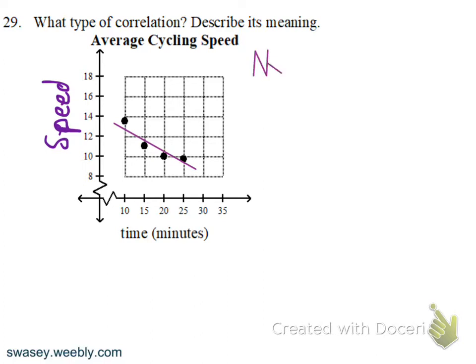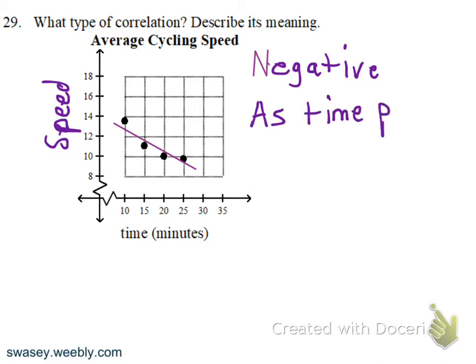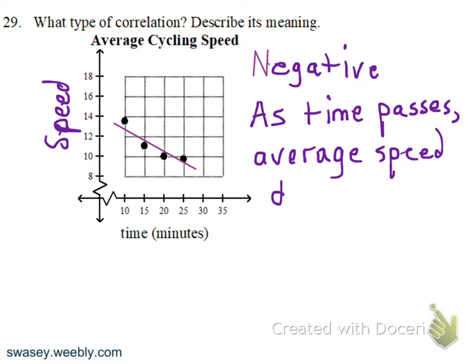So negative correlation, we could describe it as time increases, average speed decreases. If it were positive correlation, we would see as one increases, the other also increases.